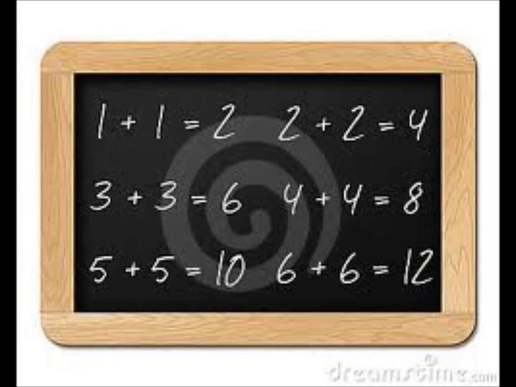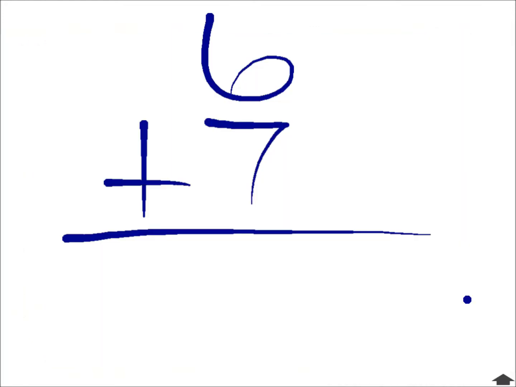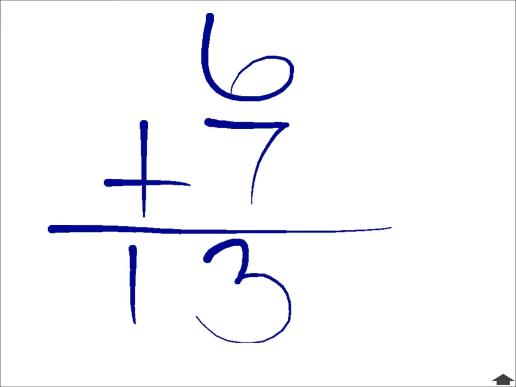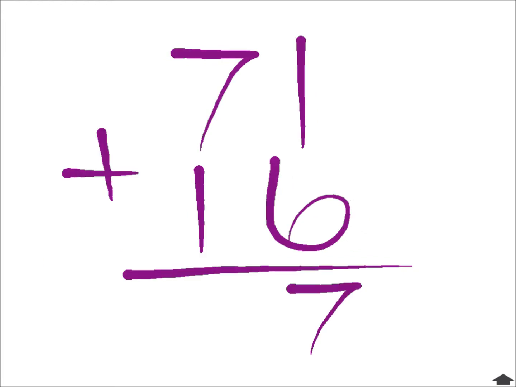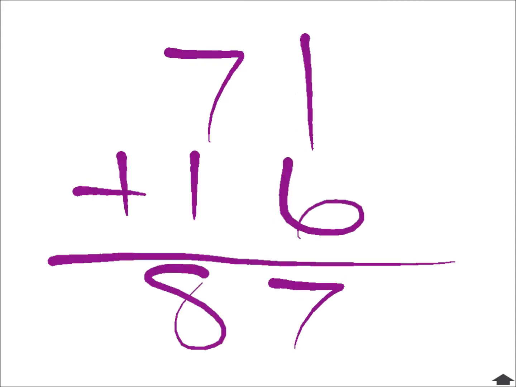We're going to start with an addition problem. The first problem is 6 plus 7. In order to do 6 plus 7, you would simply add the 7 to the 6, which would equal 13. The next problem is 71 plus 16. In order to do this problem, you would add the 6 plus the 1, which would equal 7, and then add the 7 to the 1 to equal 8 for a total of 87.